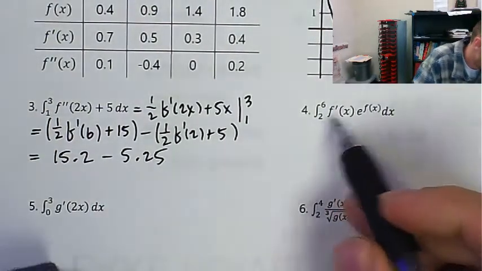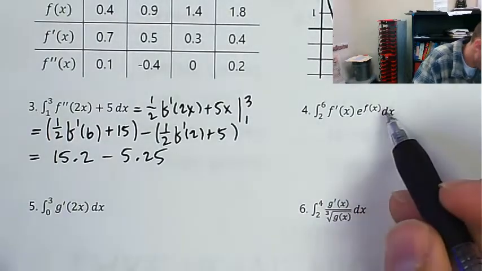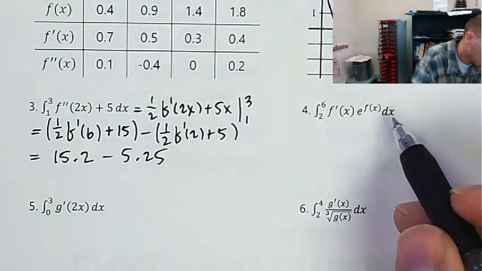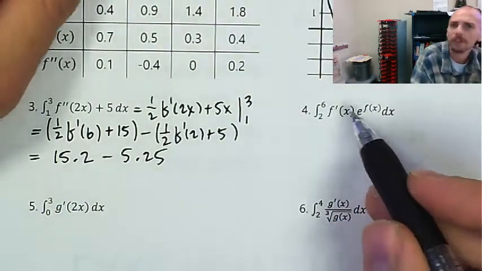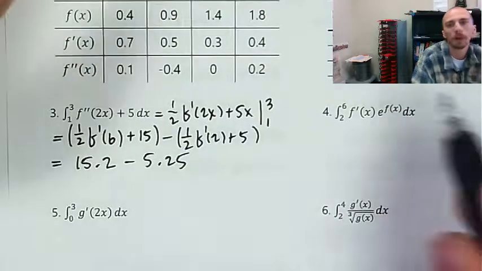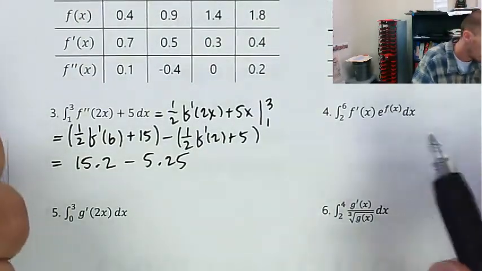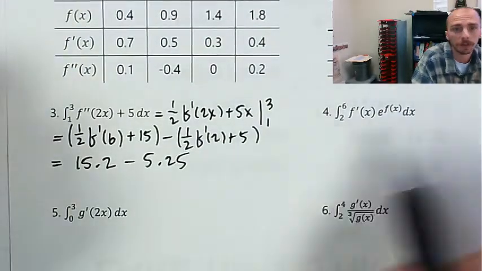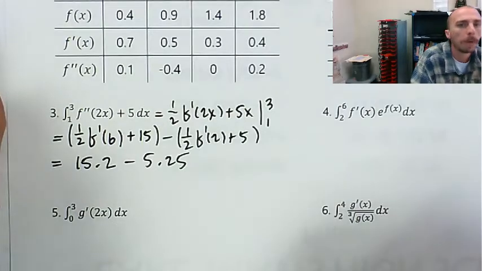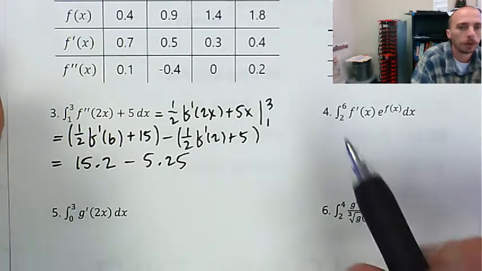This one, f prime of x times e to the f of x. Okay, that's cool. Well, it's interesting. It's different. It's something we haven't seen yet. That's why I put it on the problems. It's definitely not going to be something that's on the quiz next time, but I could.